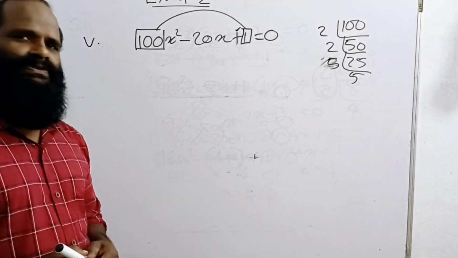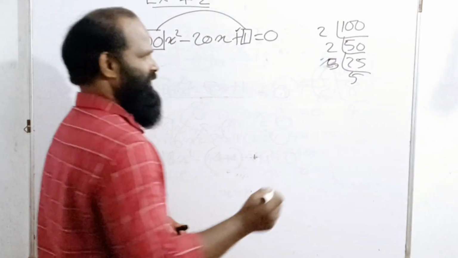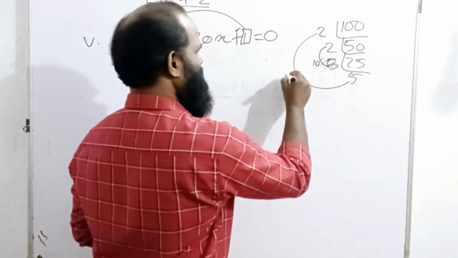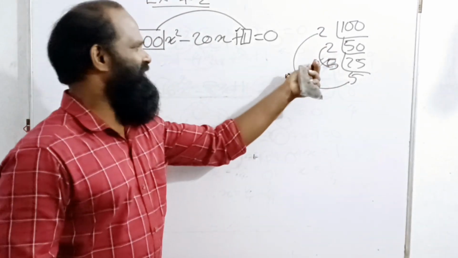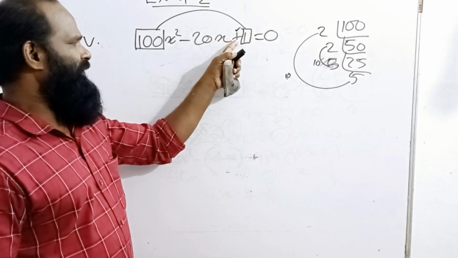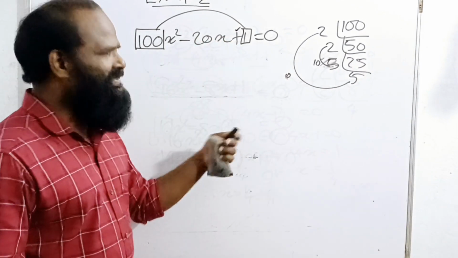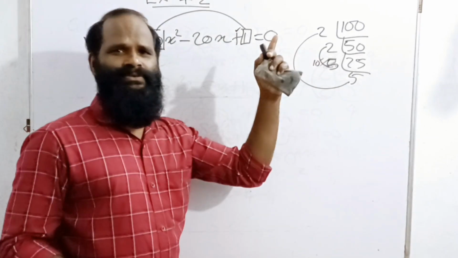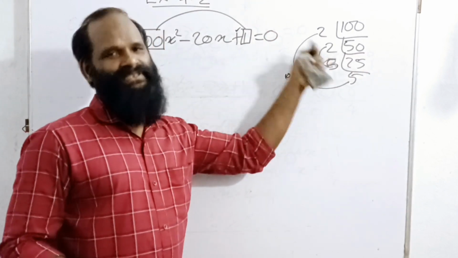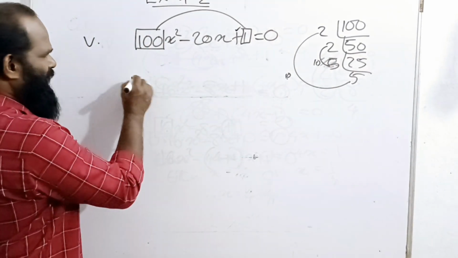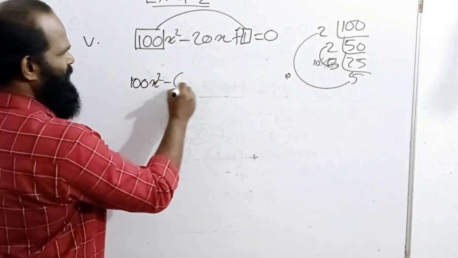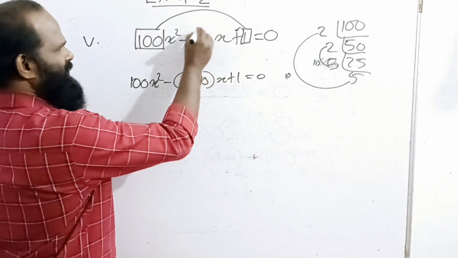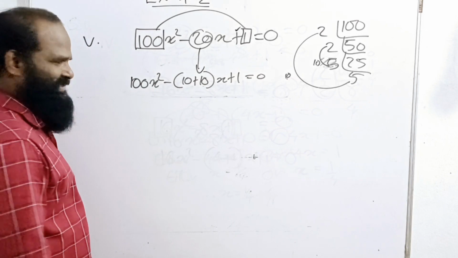I've got the numbers. What are the numbers? 5 into 2, 10. 5 into 2, 10. 10 plus 10. When 10 and 10 are added, we get 20. So there are no other numbers but 10 and 10. So if you write this way, 100x squared minus 10 plus 10x plus 1 is equal to 0. The term 20 is written this way, 10 plus 10.